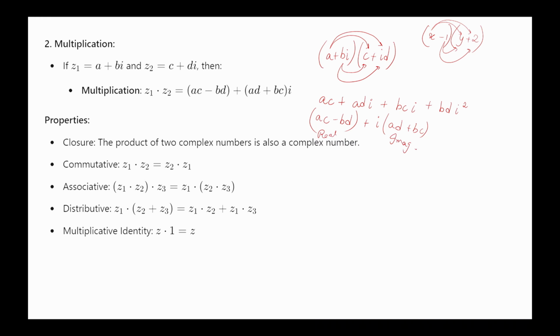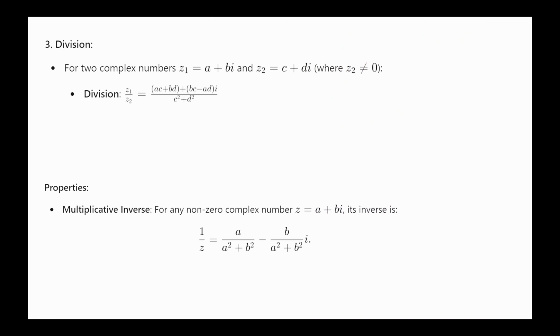Now again, the properties of multiplication are also similar. It follows the commutative, distributive and associative properties, and the multiplicative identity, which is z into 1, would always give us z. Now talking about division. Let's say I'm dividing two complex numbers. Of course, if I'm dividing two complex numbers, then I am going to have a complex number in my denominator as well. And we do not prefer to have iota or any complex number in our denominator. We always want a real number only in our denominator. So it is our duty to remove it.